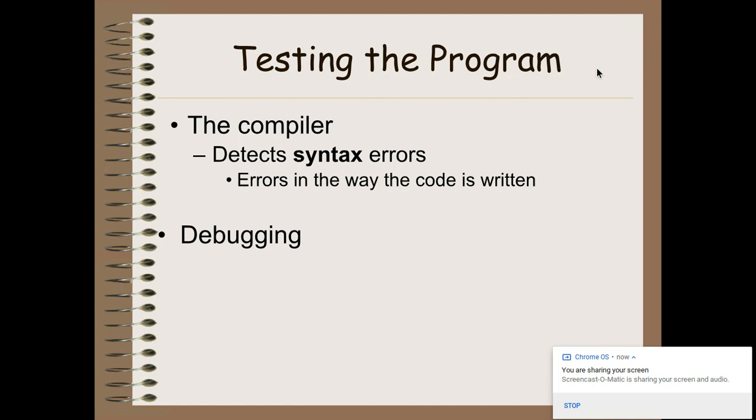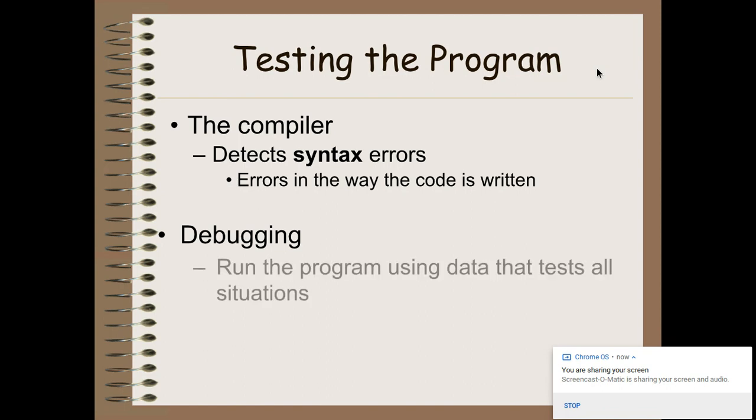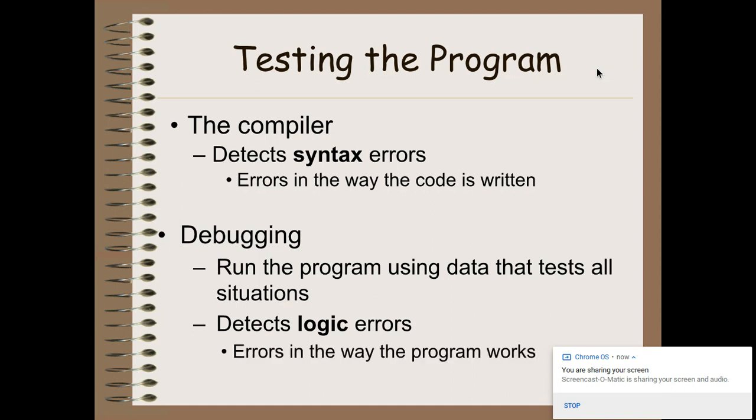Once the code runs, we need to go through a debugging process. This is where you as a programmer or as a peer would run the program using data that's going to test a variety of situations to make sure we get the correct results. It's important that you don't just test it once, because if you just test it for one scenario, it might work for that scenario, but for other scenarios, it doesn't work. So you want to test extreme answers. So a low number, a high number, numbers on the boundaries of different things you're trying to test for, and so on. This detects logic errors, or errors in the way that the program works.